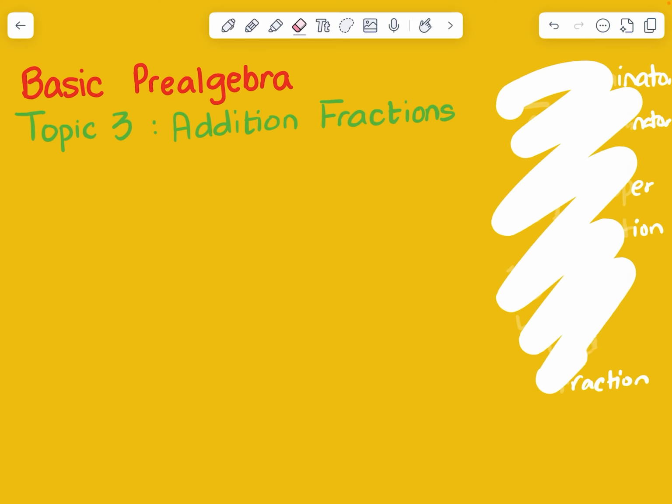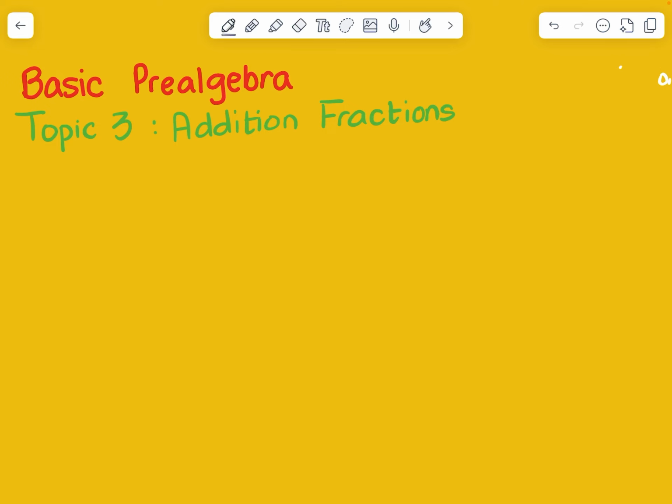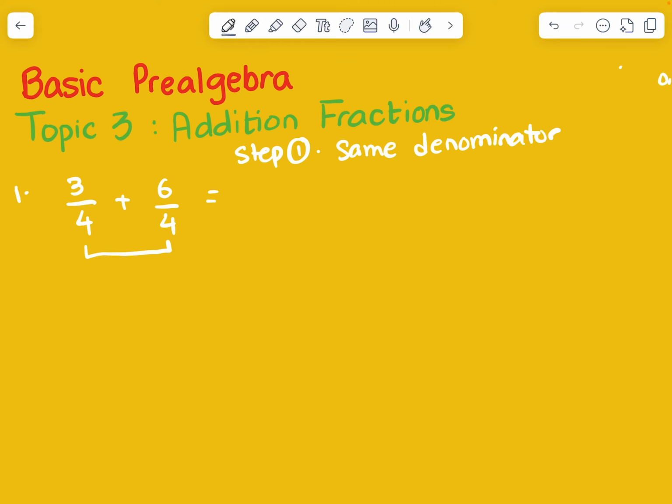Okay, now let's say you get a question like, how would you add 3 over 4 plus 6 over 4? In order to add fractions, the first key is to make sure your denominators are the same. They have to be the same number. So that's step number 1. Step 1, same denominator. If that's the same, you can go ahead and move on to step number 2, which is add the numerators. Now in this case, you have 3 and 6 on top. So 3 plus 6 is 9 over 4. And that's your answer right there.